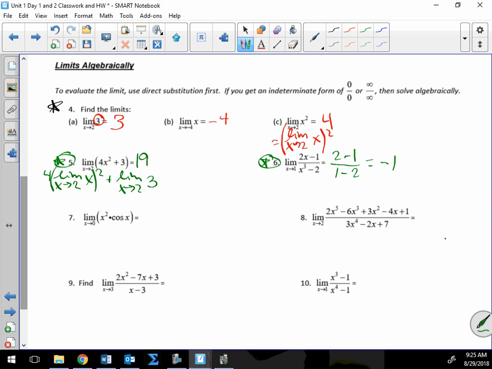Okay, I'll leave number 7 for you for later. Questions so far? Okay, so now sometimes we get into the event where when we do direct substitution, we run into issues. So let's go ahead and go back to our handwritten notes.